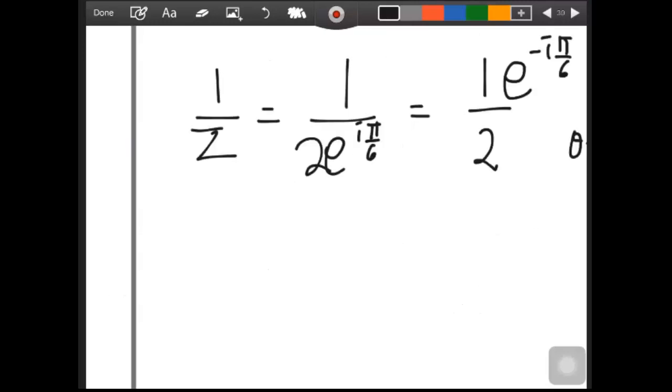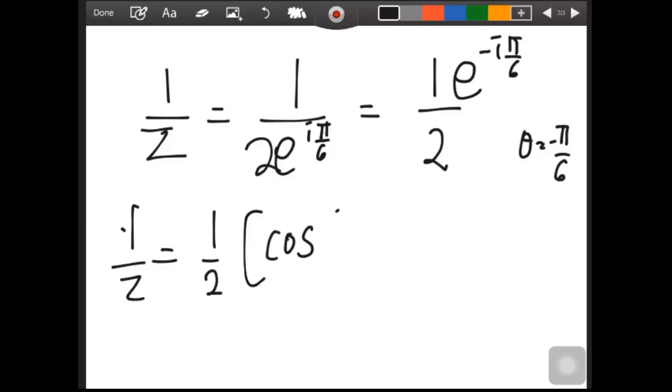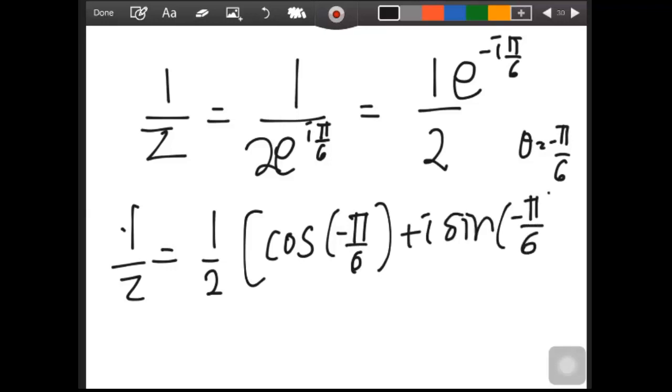So yang ini, kita akan dapat dia punya theta tu adalah negatif. So yang ini 1 over Z adalah sama juga dengan 1 over 2, and then we have cos negative pi over 6 dengan I sin negative pi over 6. Okay. So inilah untuk question 8 tu. Okay, dia jalan panjang sikit tapi should be okay lah.